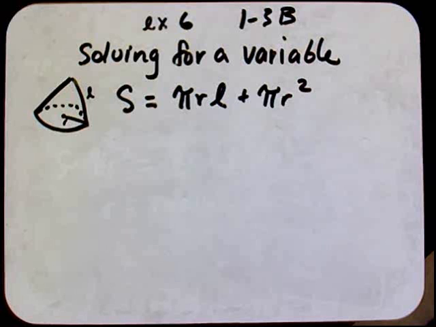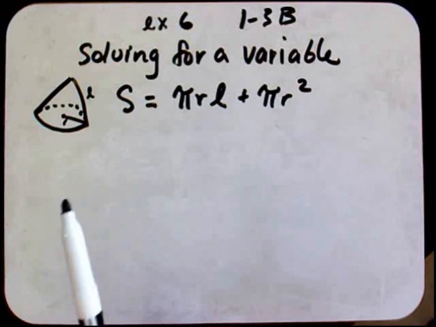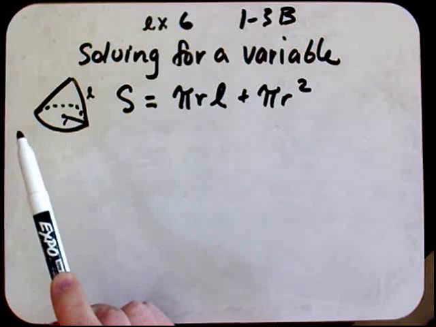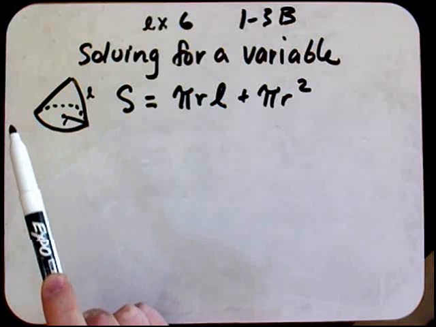Okay, this is section 1-3, part B, starting at example 6. So we're going to be solving for a variable this time. We can use the property of equality to solve an equation or formula for a specific variable. Example 6 is talking about geometry. We have a cone, and we want to solve this cone for the slant length.